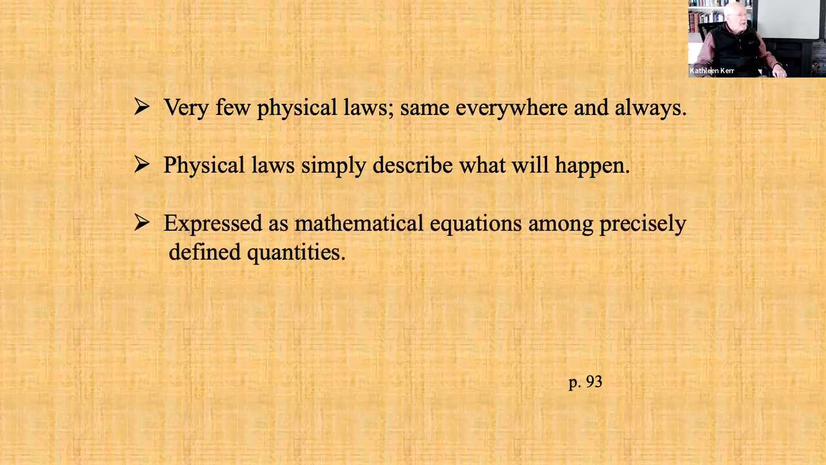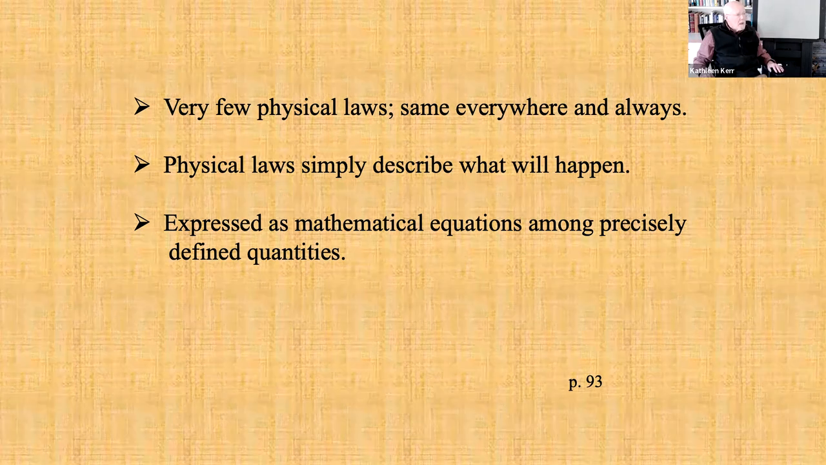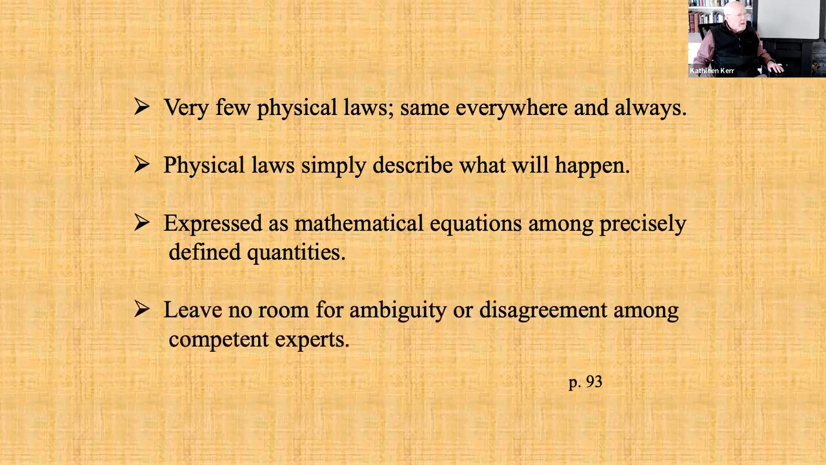Next. And it's expressed in mathematical equations, which I don't think Bowen theory will ever be possible, although many of you are interested in that area and maybe could pull it off, I don't know. Expressed as mathematical equations among precisely defined quantities. I mean, the physical world is very, very well understood, I think, and organized. Next one, please. So they leave no room for ambiguity or disagreement among competent experts. They all agree on these things. Next one, please.